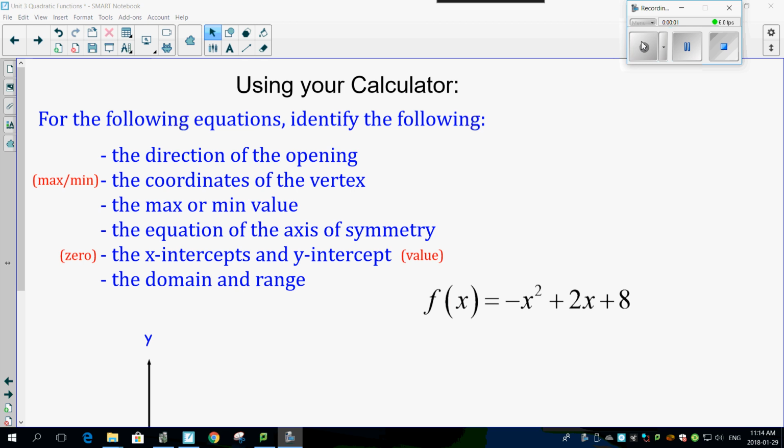Okay, so here's a question where you're going to strictly use the calculator. I'm not going to give you the graph. Here's the equation. Figure it out. Okay, so a couple things before we even start putting things into the calculator.